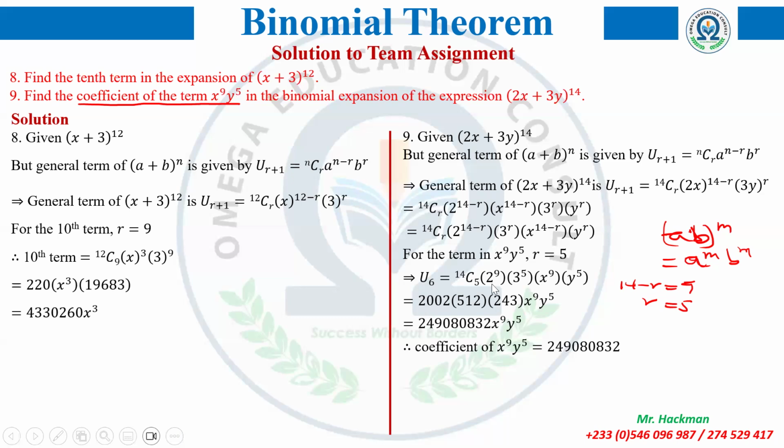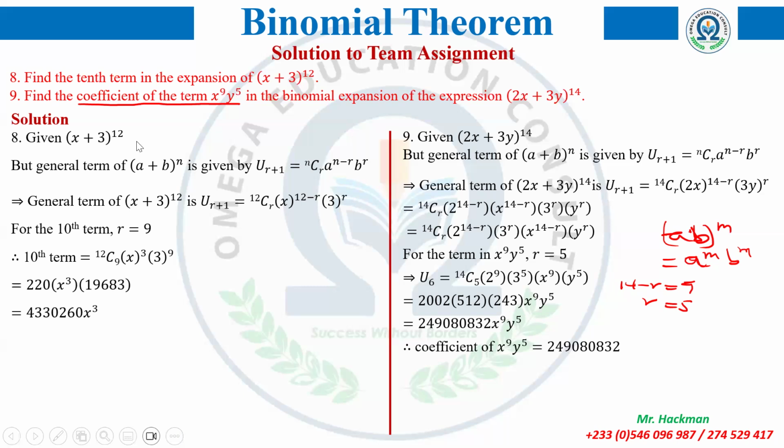So now this will give you 14 combination 5; your calculator will give you this. 2 to the power 9, your calculator will give you this. 3 to the power 5, your calculator will give you this. Then you get x to the power 9, y to the power 5. Then you multiply the whole of this, the constants, which will give us what we have here. But the question didn't ask us to find the whole of this term. If you conclude with this, you won't get the marks.